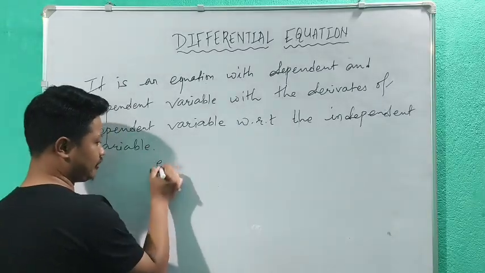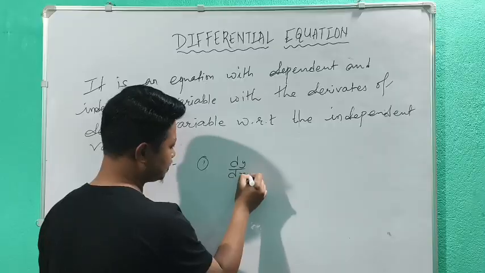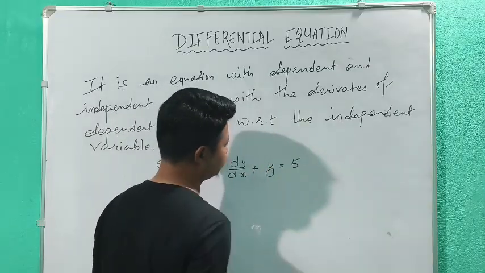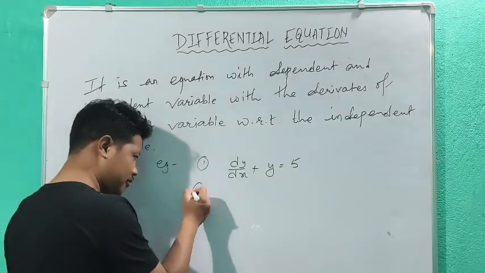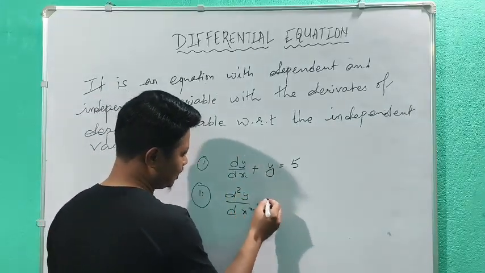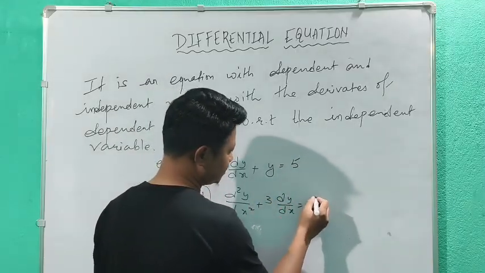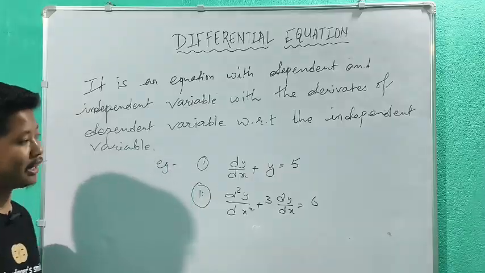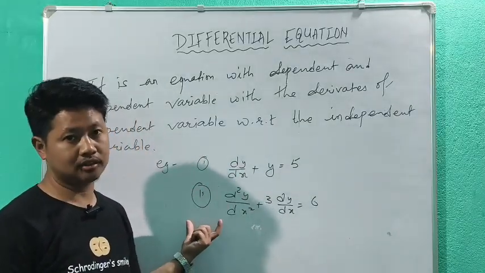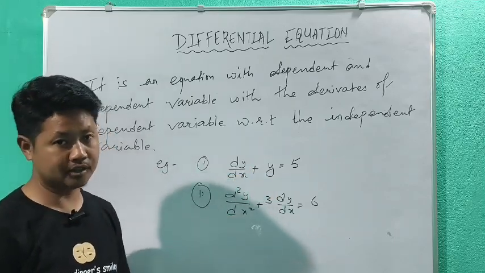Let me give an example. Example 1: dy by dx plus y is equal to, let's write, 5. Let me write another example: d square y by dx square plus 3 dy by dx is equal to, let's write, 6. So I got two equations like this and this. Both are differential equations. This is a first order differential equation, this is a second order differential equation.